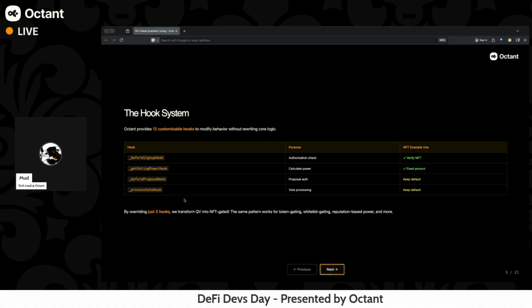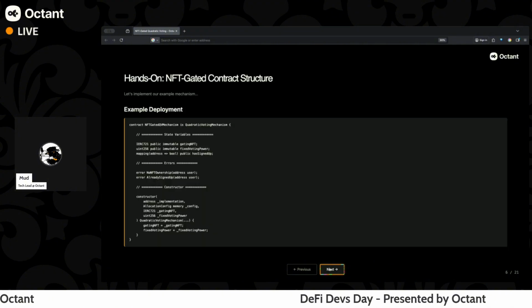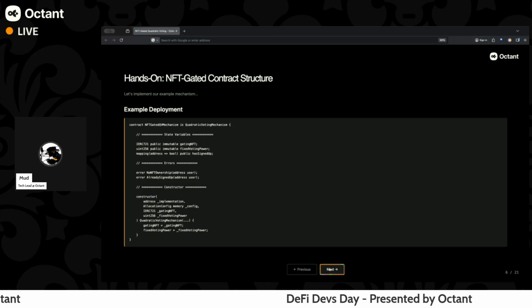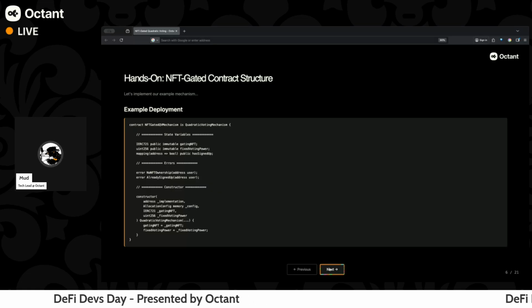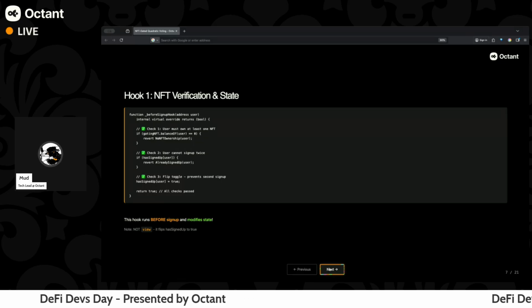In this example, all that you have to worry about is modifying the before sign-up hook and the voting power hook. And this will allow us to create a mechanism that does quadratic voting for people that hold NFTs. This is what an example deployment would look like. So you create a new contract and inherit our contract. And you'd have to pass this allocation config, which defines some of the primitives that you need to configure our mechanisms. And then the only lines you'd have to code up is this before sign-up hook.